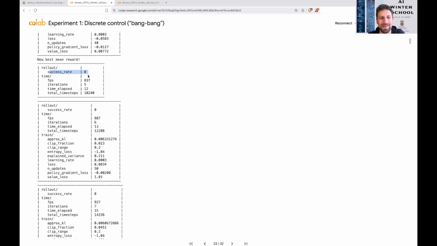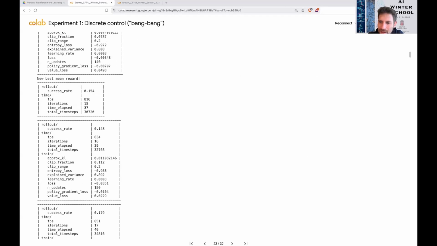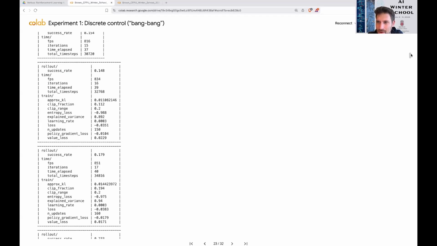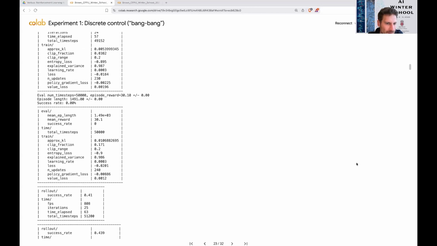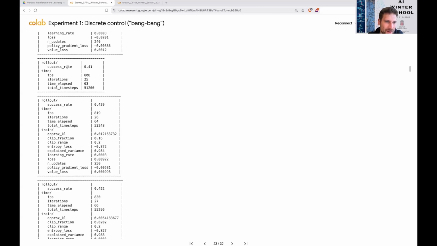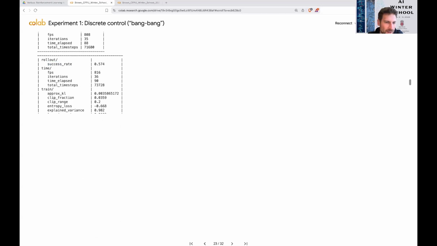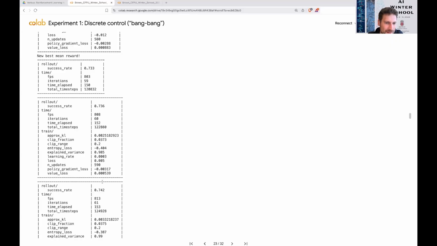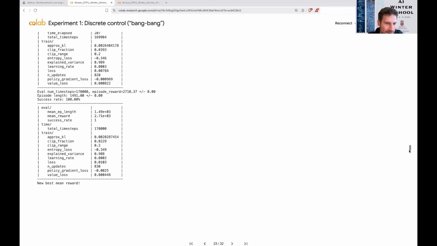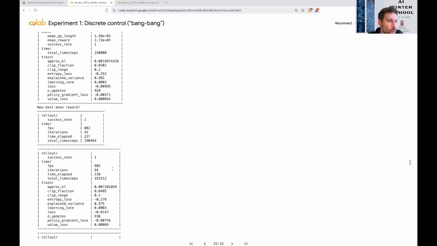So zero means within this training batch of many trajectories, none of them succeeded, which is obviously bad. As we scroll down, we can start to see the success rate increase, and it's still increasing, so this was a good sign. And then finally, we've hit one.